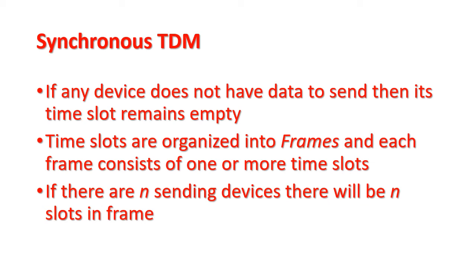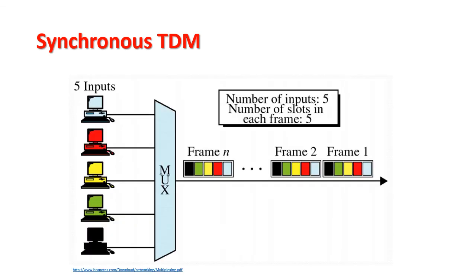Time slots are organized into frames, and each frame consists of one or more time slots. If there are n sending devices, there will be n slots in the frame. So this is how it works. For example, we have 5 inputs from 5 devices. The multiplexer will chop each input and divide them into frames. So in a single frame, a message from device 1 until device 5 is present.